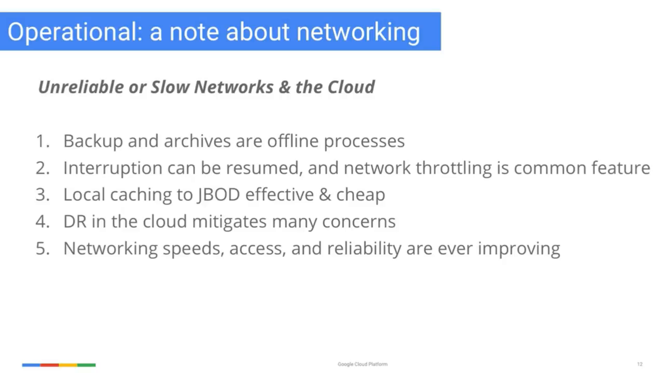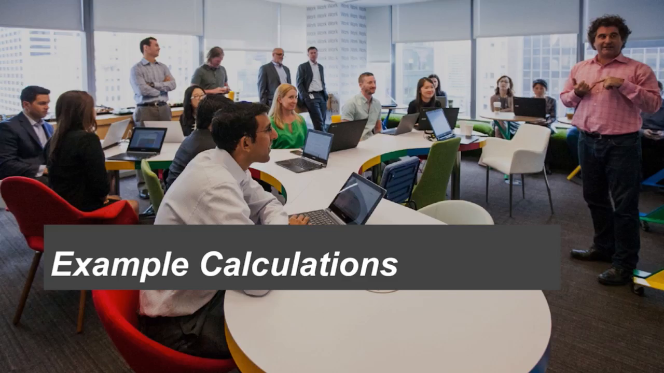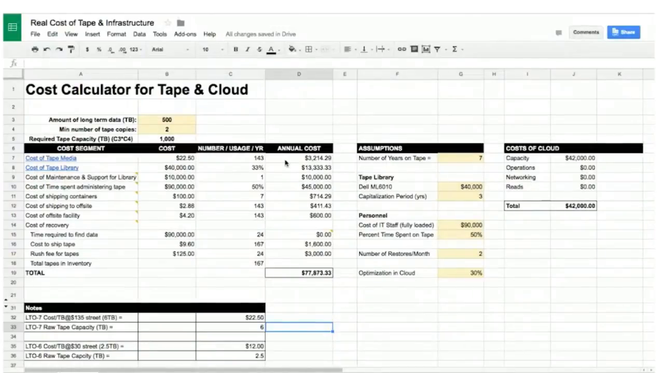Okay, so with that, I wanted to move to a real calculation example, I guess. So let me go ahead and move over to an online calculator that we created. And this is really just a back of the envelope calculator. The things in yellow are cells that can be changed based upon the assumptions that we just talked about. And it'll calculate out for you here the annual cost of cloud and the annual cost of tape.